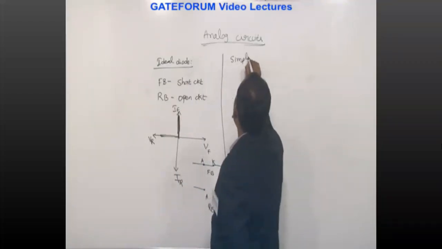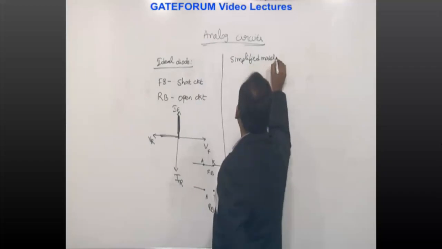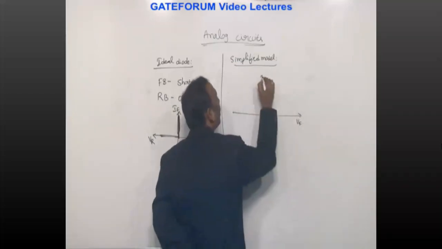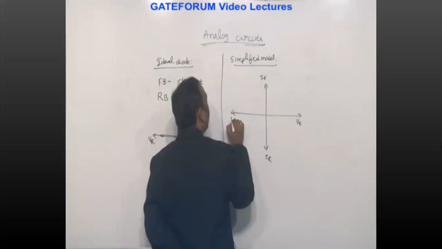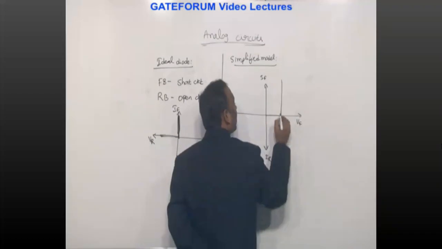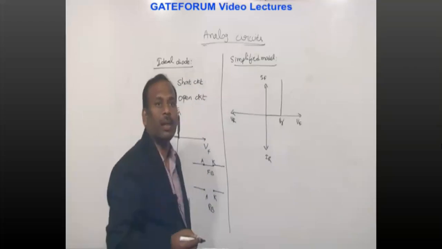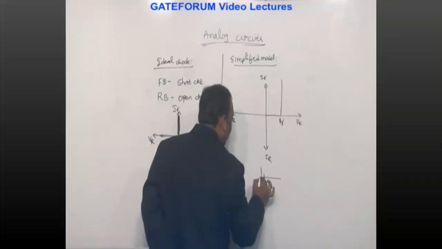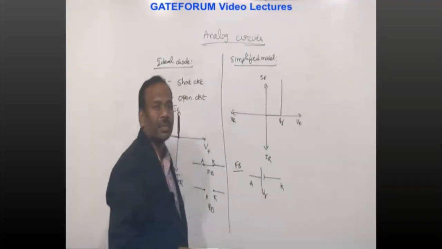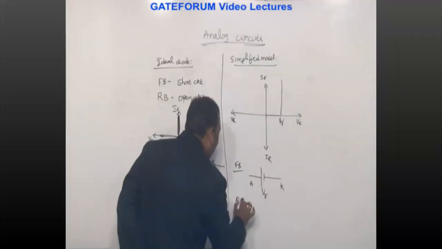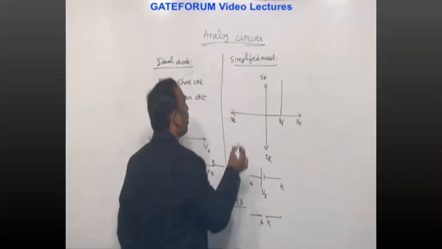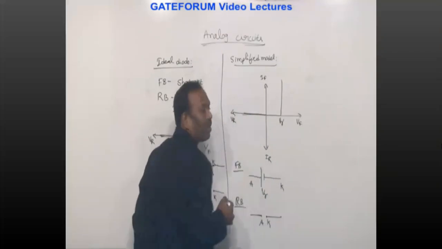Then another model, the simplified model. The characteristics are like this: VF, IF, IR, VR. Under forward bias condition, it is denoted as V gamma. That is, under forward bias condition, it is assumed as a voltage source with V gamma. This is the forward bias simplified model. If reverse bias, we assume it as an open circuit, anode, cathode, and current becomes zero. This is the second one, called the simplified model.